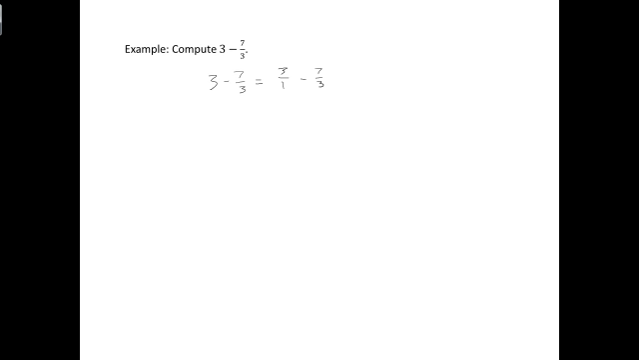We now have two fractions, 3 over 1 and 7 thirds. What is a common denominator? 3 is a common denominator. Now in this case, the 7 thirds doesn't need to be multiplied by anything in order to have a denominator of 3, so we can just leave it alone. 9 thirds minus 7 thirds is equal to 2 thirds.